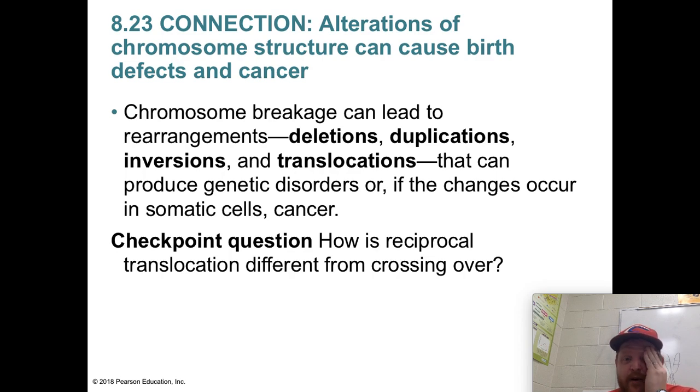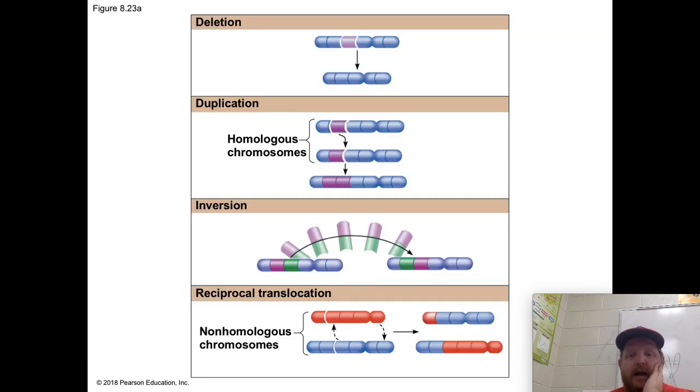Chromosome breakage can lead to rearrangements, deletions, duplications, inversions, and translocations. So you could see how that would take place. Here's a deletion. So in other words, we cut out a gene, okay, which didn't help. You could see an example here where we duplicated a section of the gene.